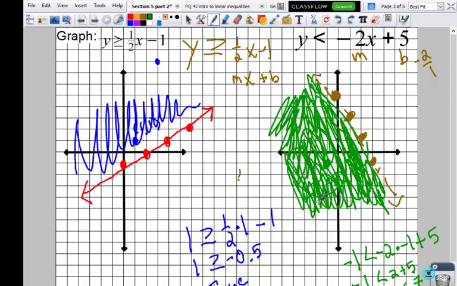So you guessed this side, but you were wrong. This is the false side, right? That means this is the true side.